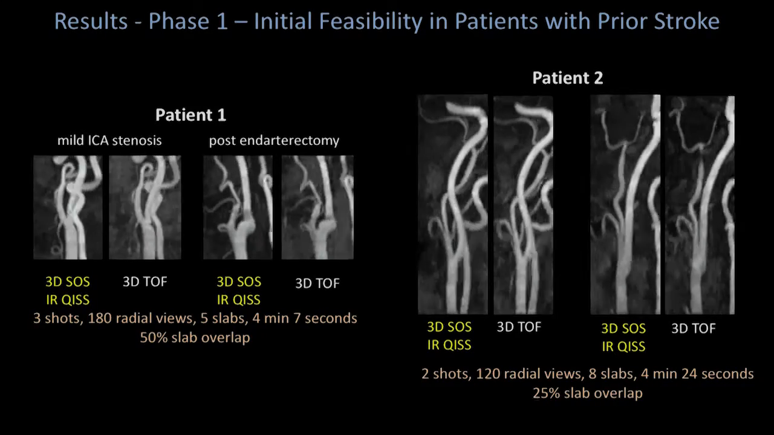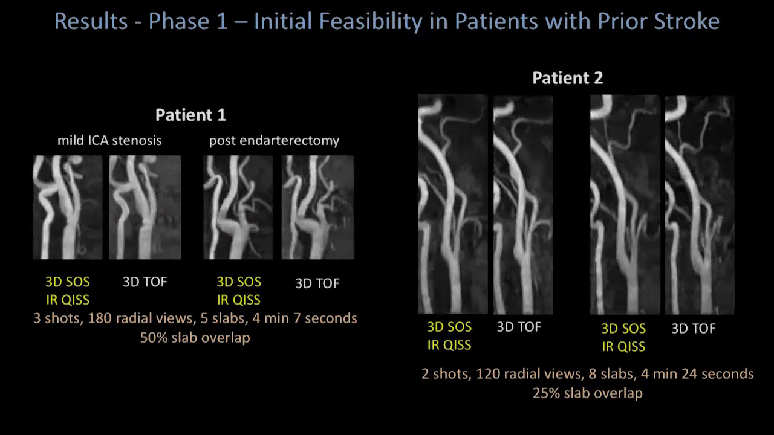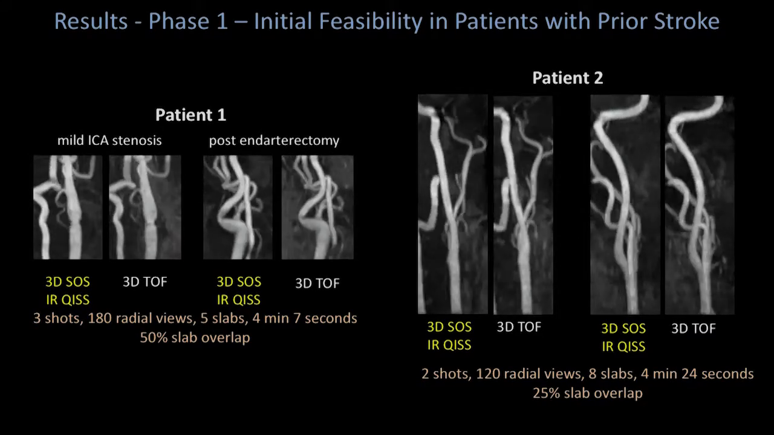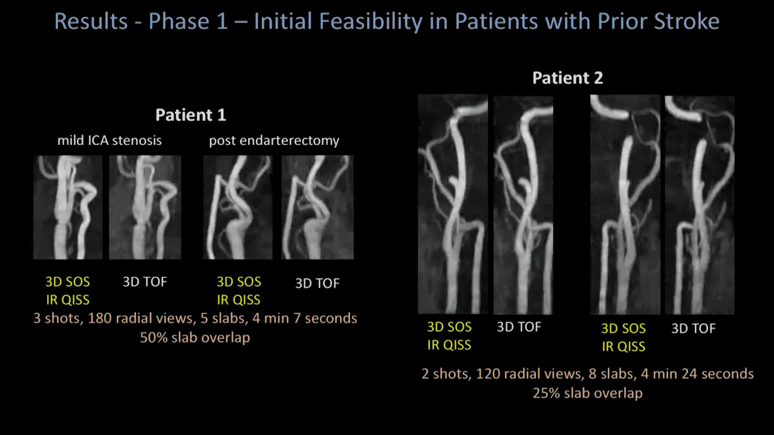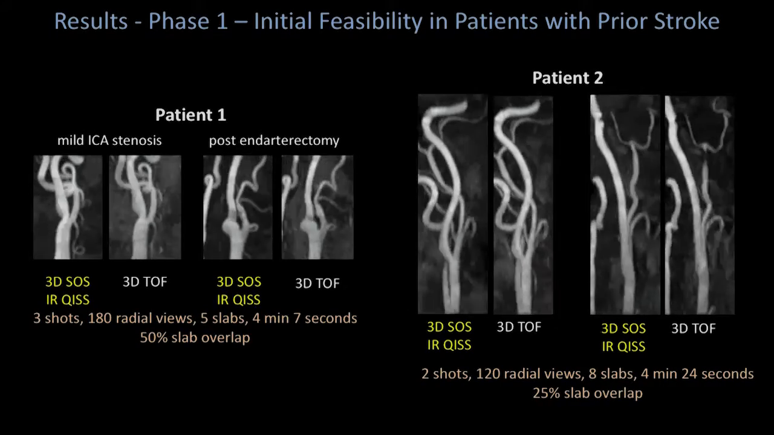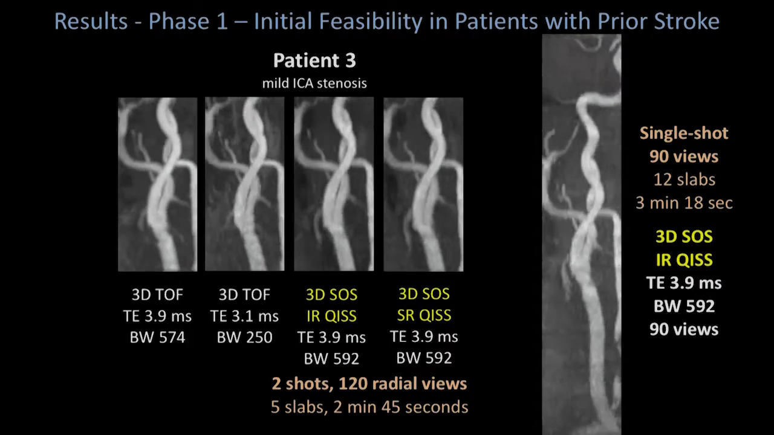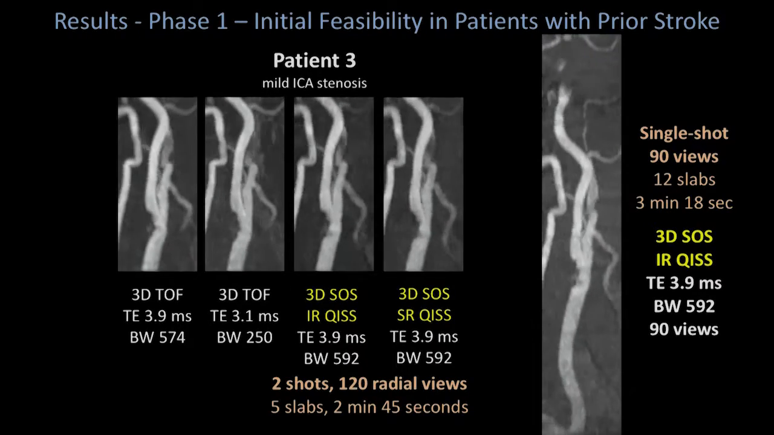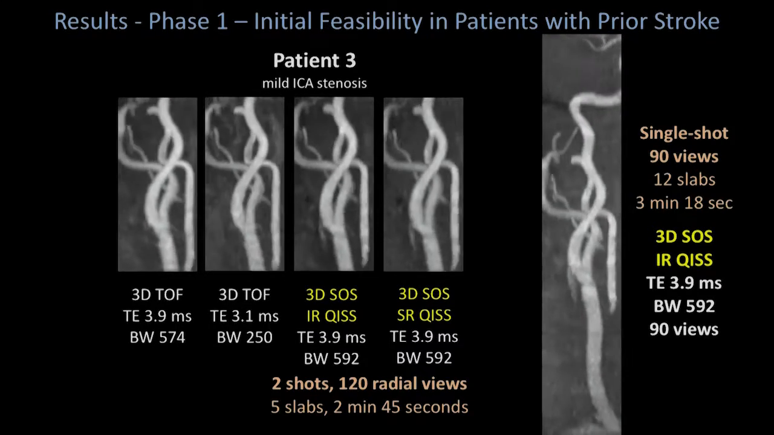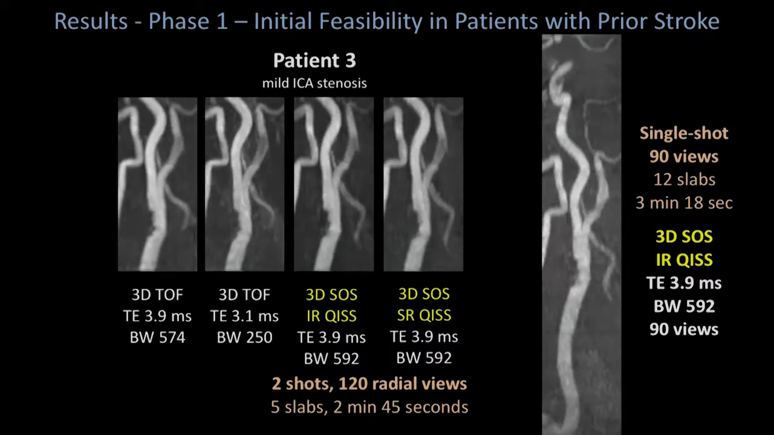In another patient, again, very nice results with the stack of stars QISS, seemingly comparable to 3D time of flight, a little bit more uniform in the common carotid than in the time of flight in this patient. When we move to the third patient, the same type of observation was made. We're not dropping out vessels, with very similar image quality overall.